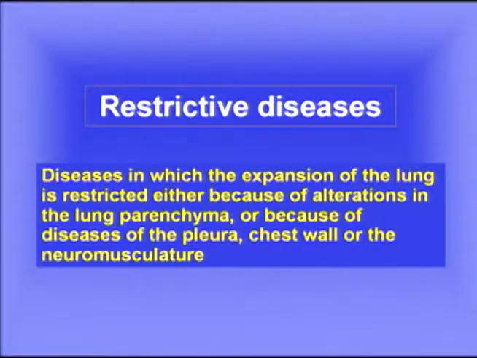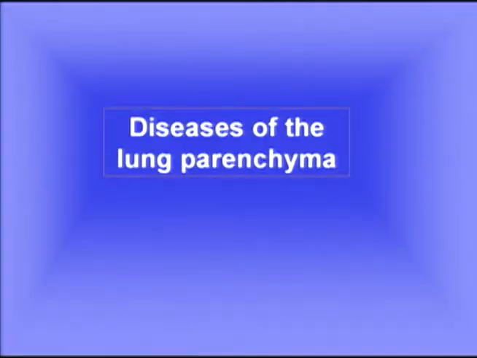So restrictive diseases can be described as shown here. They're diseases in which the expansion of the lung is restricted, either because of alterations in the lung parenchyma, and we're going to be talking quite a bit about those conditions, or because of diseases of the pleura, the chest wall, or the neuromusculature. So let's start now by looking at diseases of the lung parenchyma. Now, what do we mean by the parenchyma? We mean the gas exchanging regions of the lung, the alveolar regions of the lung.